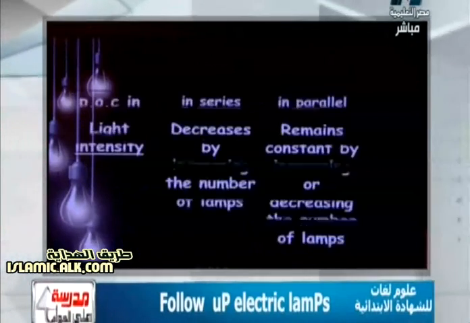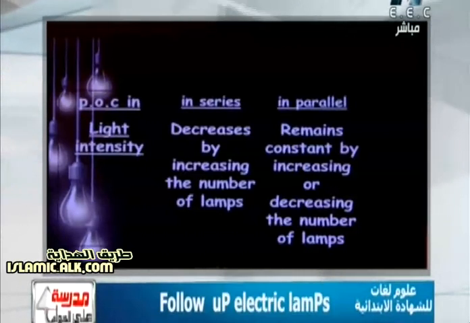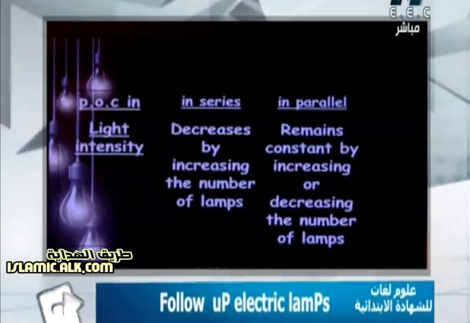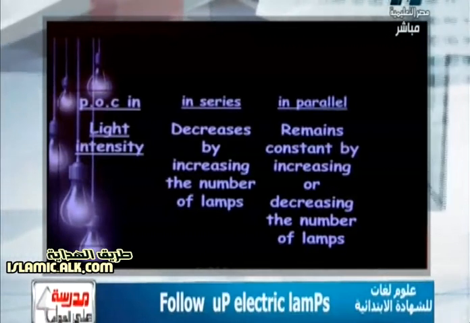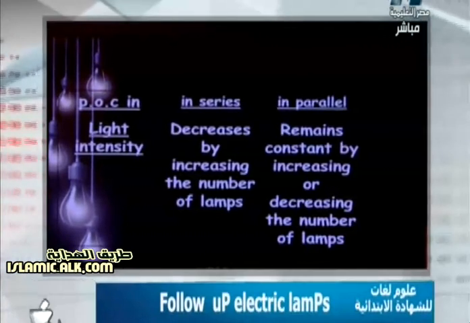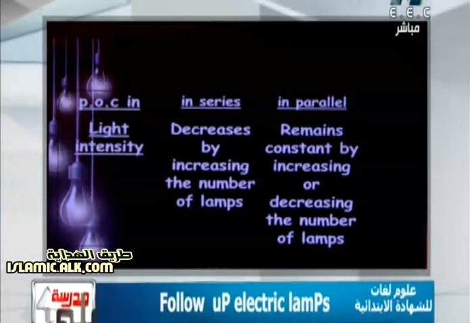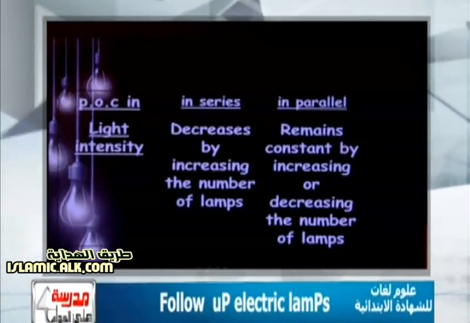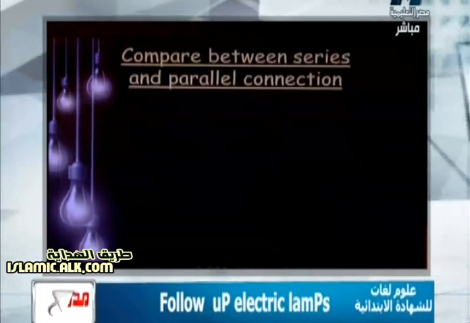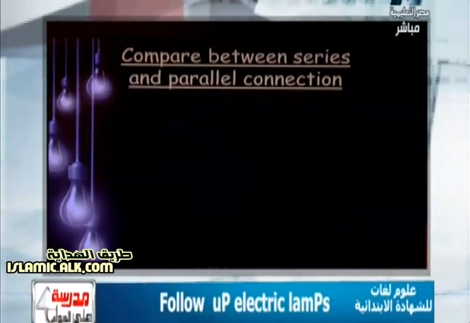طب نشوف كده comparison بين الاثنين. Light intensity في السيريز بتقل decreases لكن في البارallel remains constant. So again, light intensity in series decreases by increasing the number of the lamps, but in parallel remains constant by increasing or decreasing the number of the lamps. Okay, so compare between series and parallel connection.